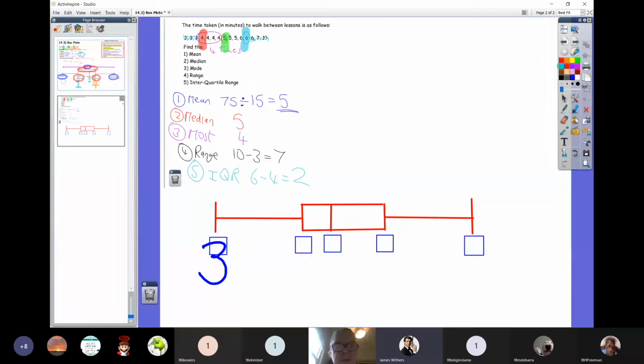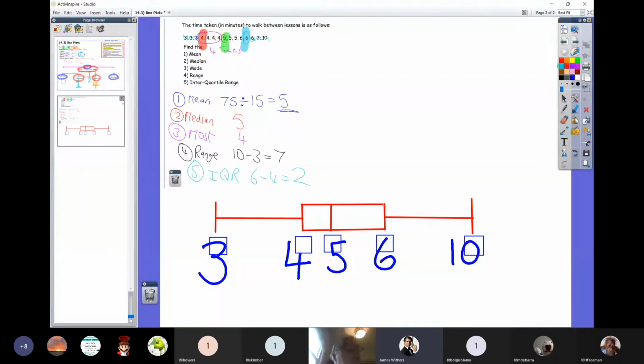The median, the middle number, is the green one. That's the line inside the rectangle. That's going to be 5. The upper quartile is the light blue one. So that's the end of the rectangle. That's going to be 6. And the greatest time taken walking between lessons, that's probably coming over from art or something, is the biggest number in the list, which is going to be 10. And that's it really, guys.